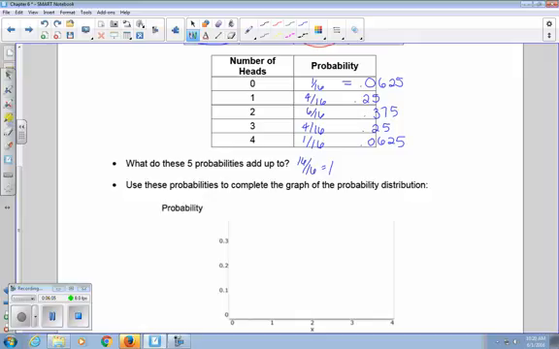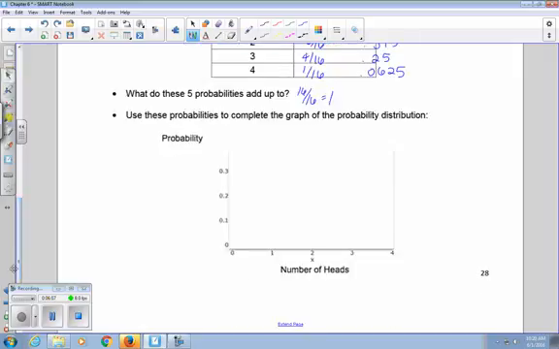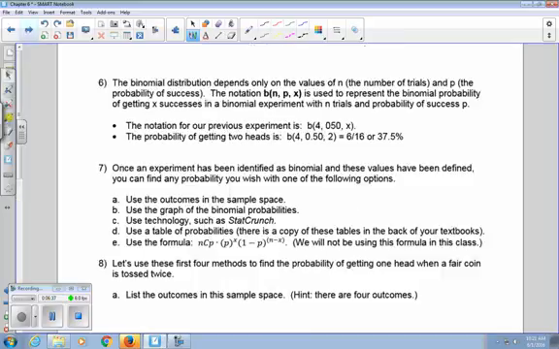This helps in drawing our probability distribution down here. So the probability of getting 0 is pretty small, and 1 head is 0.25. Probability of getting 2 heads is 0.375, 3 heads is 0.25, and again, 4 is 0.0625. So that is a probability distribution based on our binomial model.